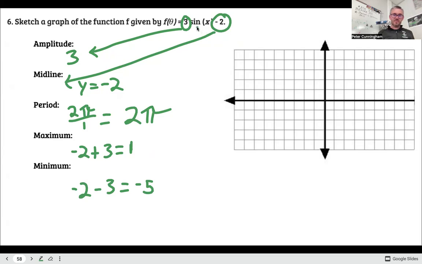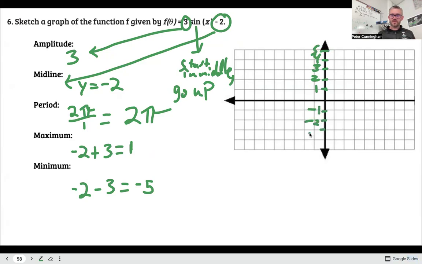All right, we have a sine wave here. What does a sine wave tell me? It tells me that we're going to start in the middle and go up. So at 0, I've started. What is the middle? The middle is -2. So let's label these 1, 2, 3, 4, 5. If I start in the middle, it's -2.